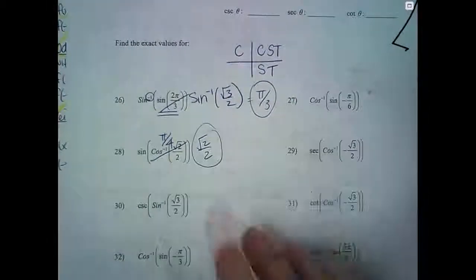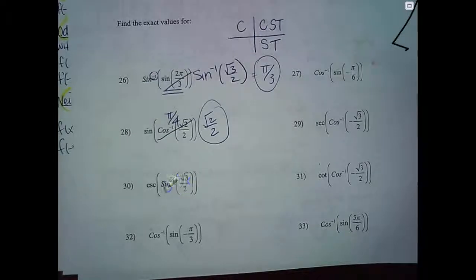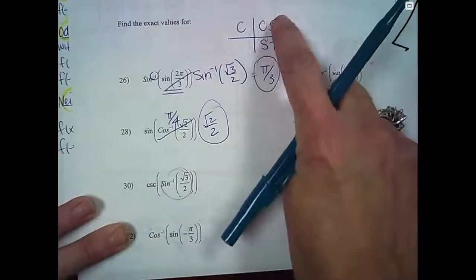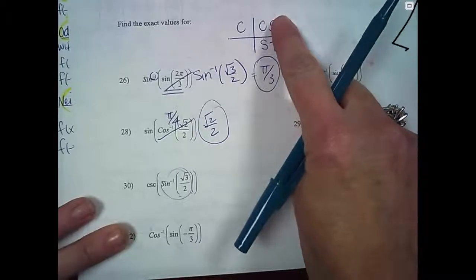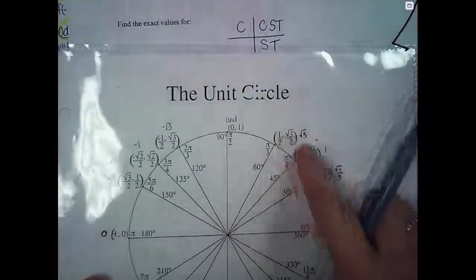I'll give you a second to try number 30. Okay, this has a restriction, correct? So you're only allowed in these 2 quadrants. This gave you a positive, so when is sine positive? It's going to be back up here in quadrant 1. So I'm looking for sine to be a positive root 3 over 2. So when is y root 3 over 2 in these 3 spots?